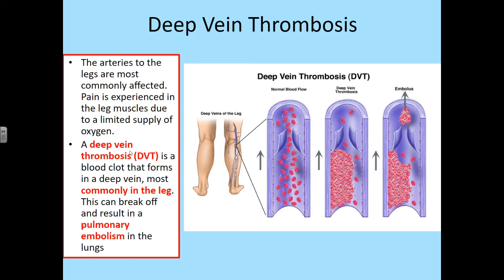A DVT, or deep vein thrombosis, is a blood clot that forms in a deep vein, most commonly in the leg. It can break off and result in a pulmonary embolism in the lung. We've talked about how that happens. A bit breaks off, goes to the vena cava, right side of the heart, into the capillaries of the lungs, cuts off blood supply.